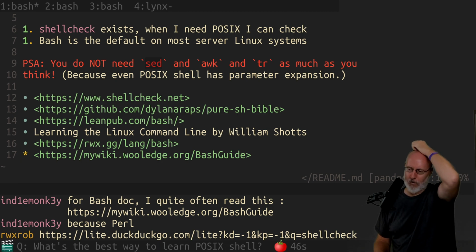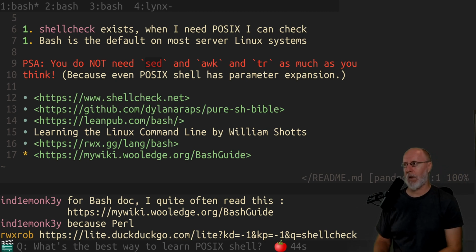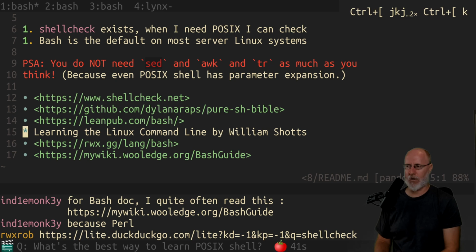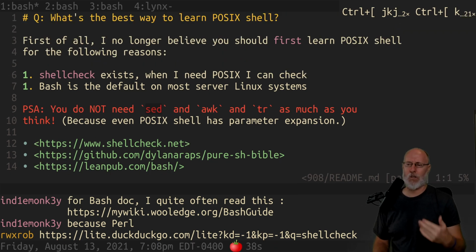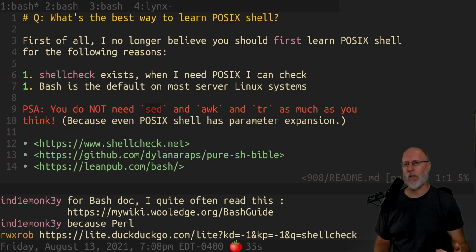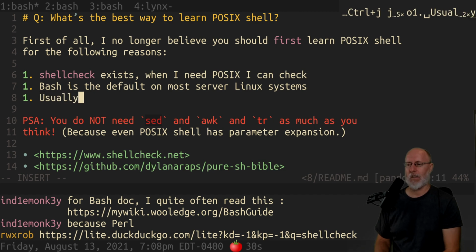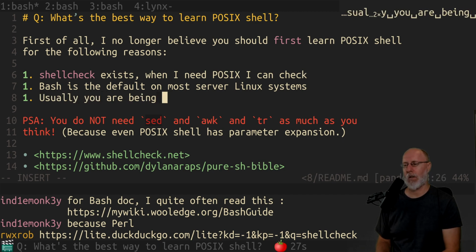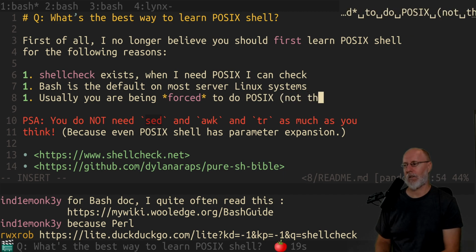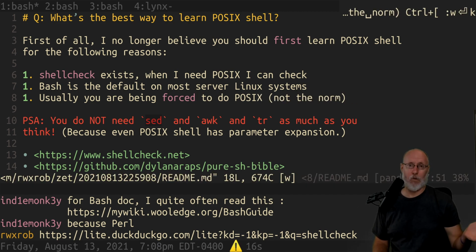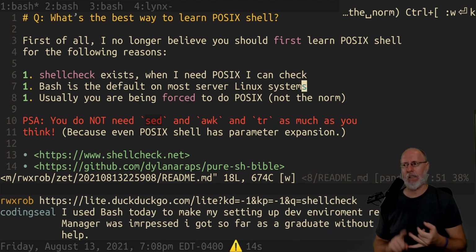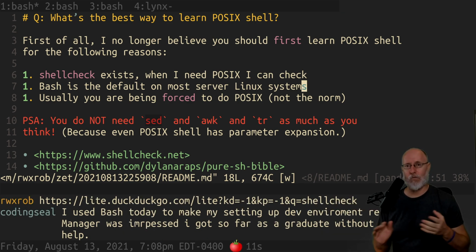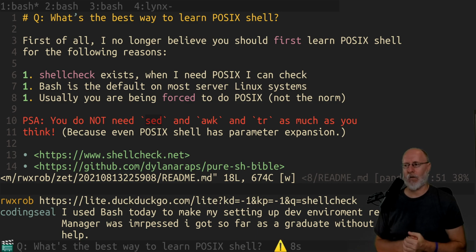I'm not going to teach POSIX at all, because I think it's more important for people to learn bash because of all its power and for the purpose of relearning a shell language in the first place. If you're being forced to write a POSIX shell script, there's usually a good reason, and that's usually not that common. Usually you are being forced to do bash, to do POSIX, not the norm. Okay, so if you're being told, like I was at IBM, that thou shalt write code that's going to run on AIX and Solaris and everything else, then learn to write POSIX and learn shellcheck. Otherwise, learn bash. Just learn bash.